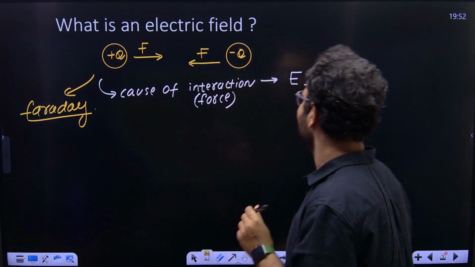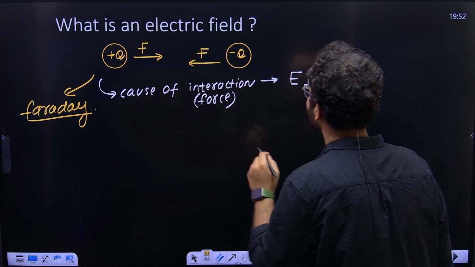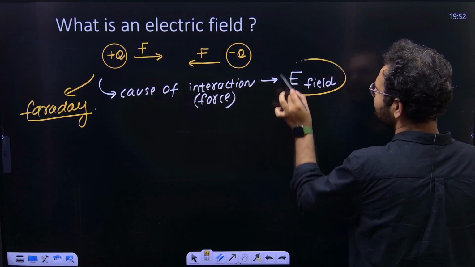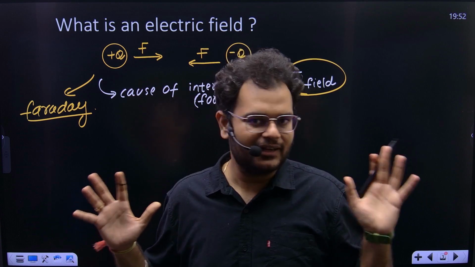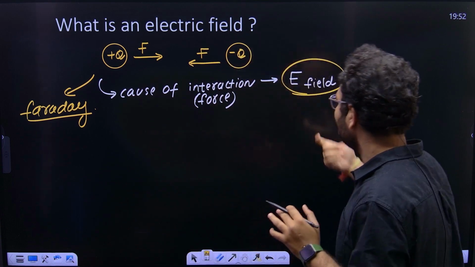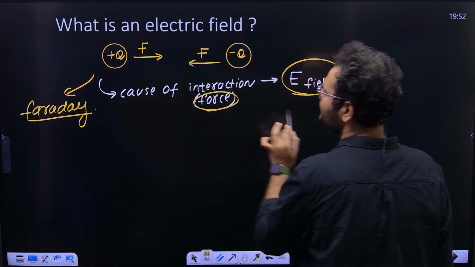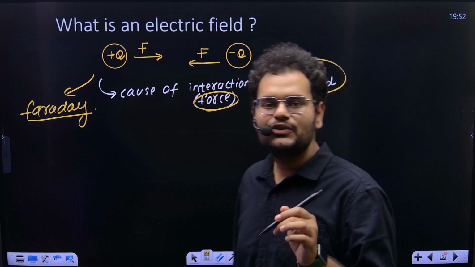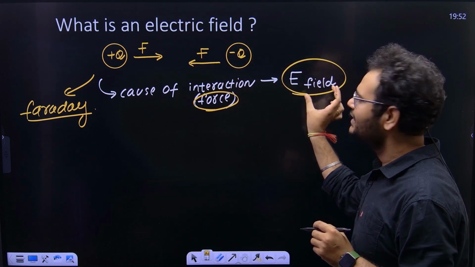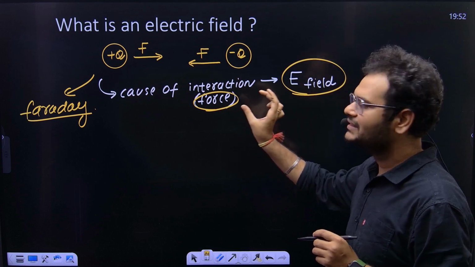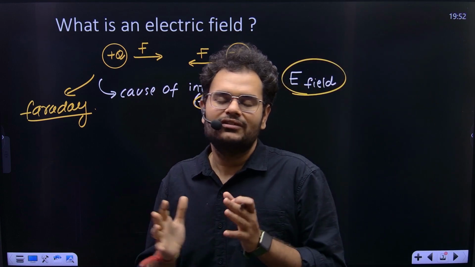So he coined one special term, that there is an electric field. It is an imaginary concept given by Michael Faraday. So the electric field is responsible for the production of electric force, which we call Coulomb force. What I am saying is, this electric field is the cause and force is the impact. Sir, I am not getting it, sir.